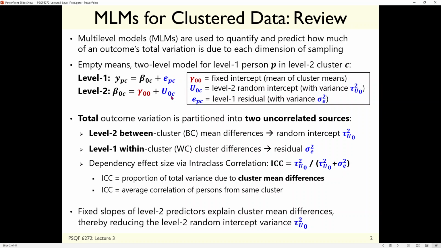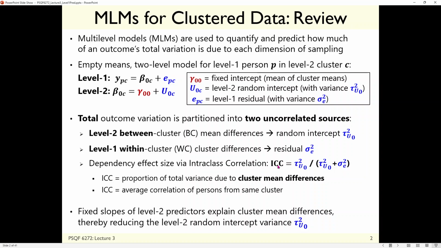So then at this stage, have we explained anything? No, I would not say we have. What we have done is partition unexplained variance into 2 sources. What is at level 2? Reflecting between cluster mean differences, that's captured by the random intercept variance. What is at level 1? Reflecting within cluster differences around those cluster means, which is captured by the residual variance at level 1.